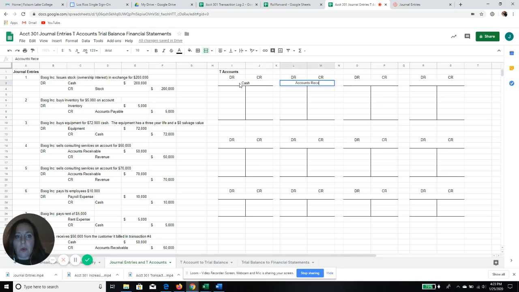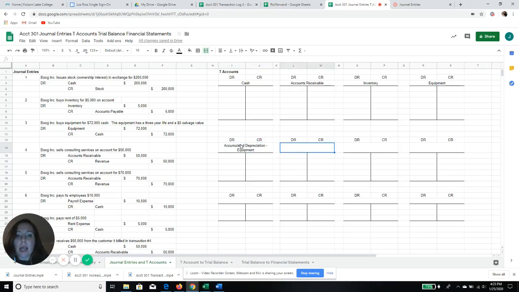And I'm just doing it in the same order they were in our transaction log. The T account is like our ledger. So it lets us know what the balance is for each account. If you can imagine, if someone said, how much cash do you have? And we had to look through all of our journal entries, it would be a bit of a chore. So this is going to allow us to consolidate it and let us know what the balance is for each account.